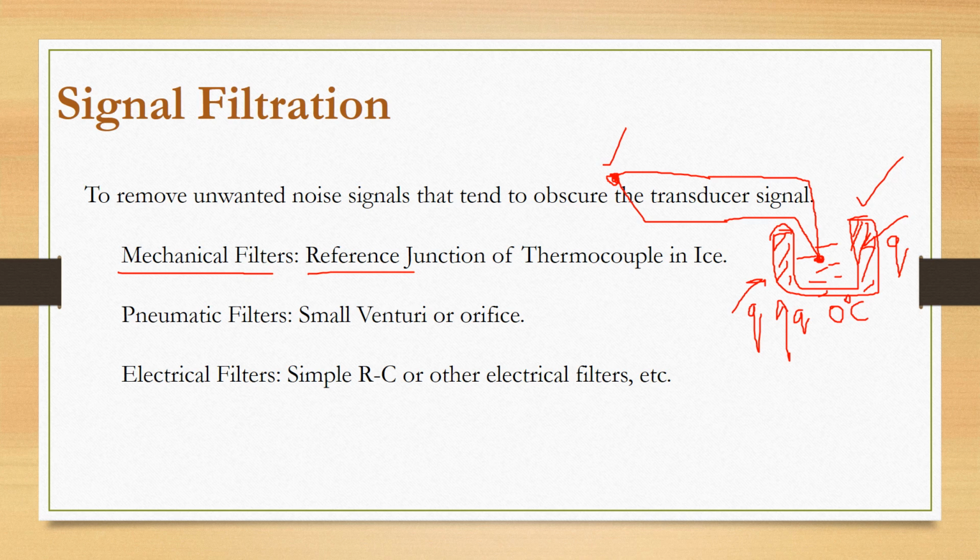So to avoid this, we need mechanical filter, and in this case we use some insulations here, so that this heat will not come into the liquid and ice mixture, or it will come at very small rate, so that by the time we do our measurement it remains unaffected. So this is how this mechanical filter works. Then we can have pneumatic filters to filter out the fluctuations in flow rates. Then we can have electrical filters, simple RC circuits or other electrical filters.